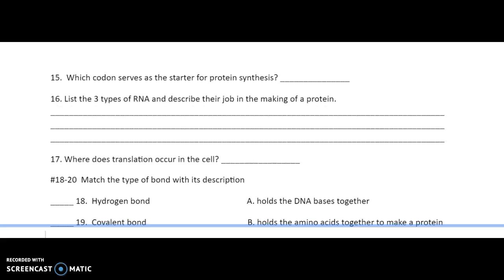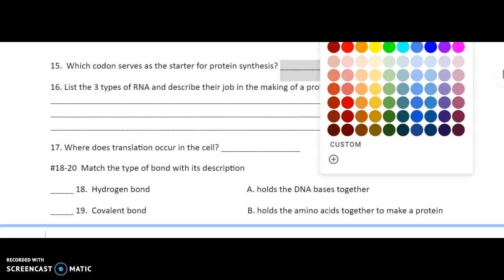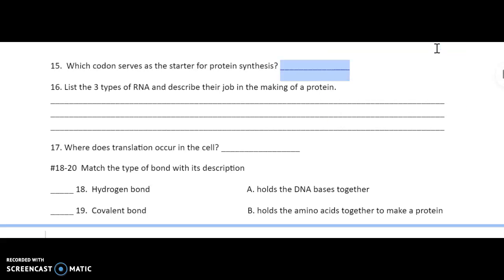Number 15 says, which codon serves as the starter for protein synthesis? We talked about that a few minutes ago. School starts in August. So AUG is our start codon. It codes for the amino acid methionine. So that would be stored in that protein.